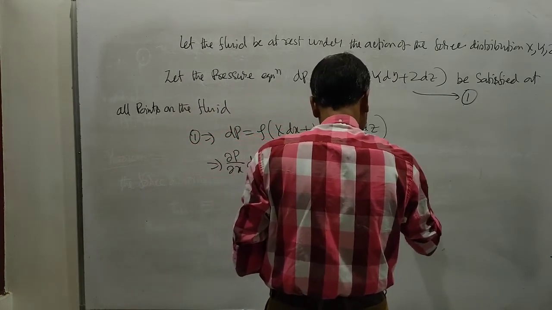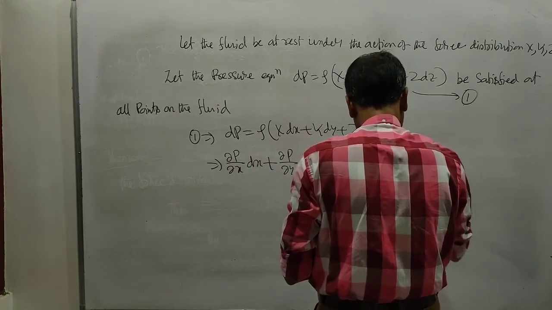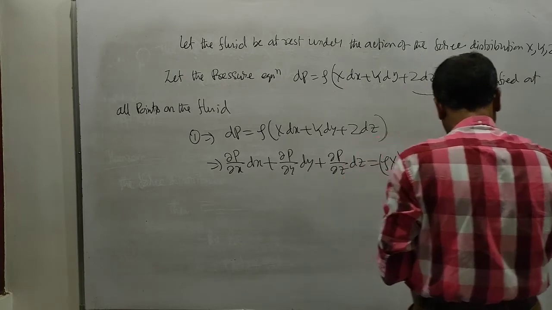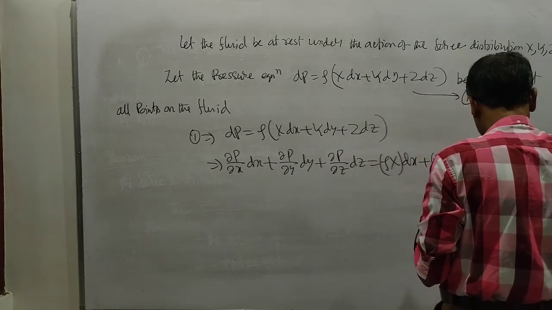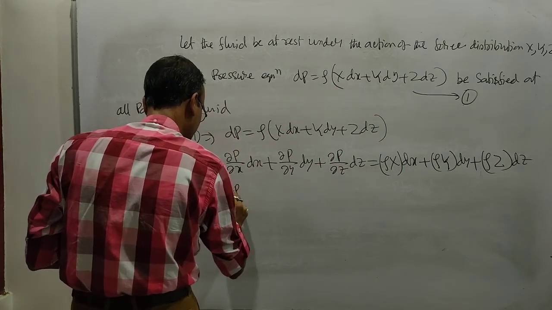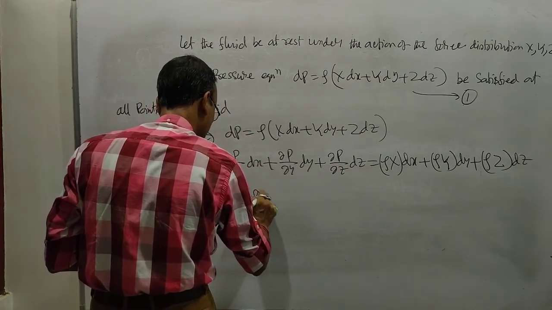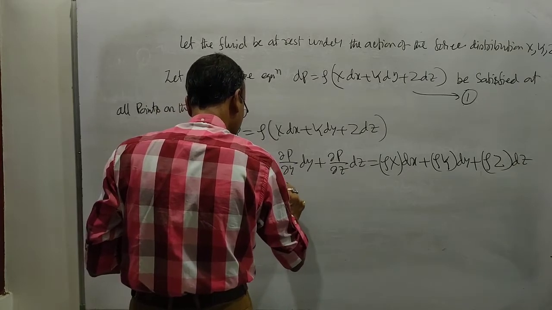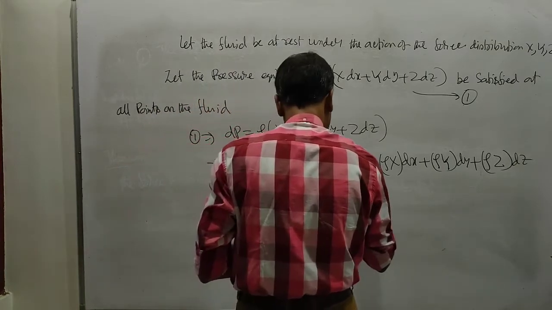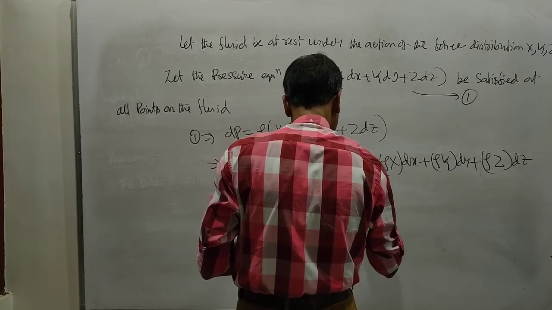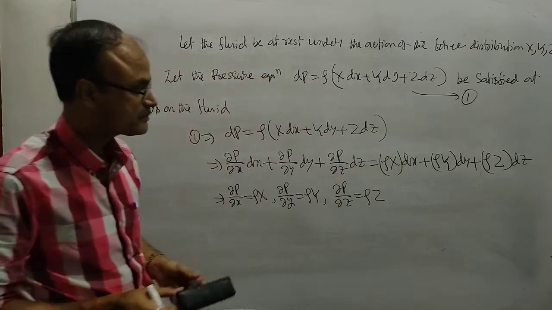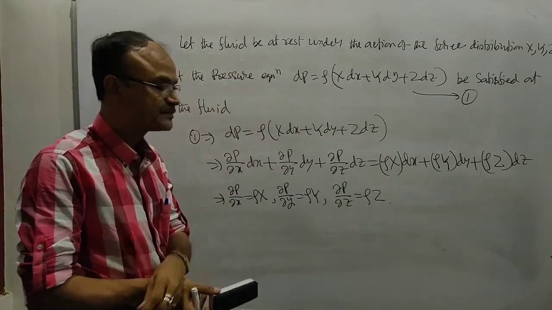This is equal to rho X dx plus rho Y dy plus rho Z dz. This means ∂p/∂x equal to rho X, ∂p/∂y equal to rho Y, ∂p/∂z equal to rho Z. It will be like this.